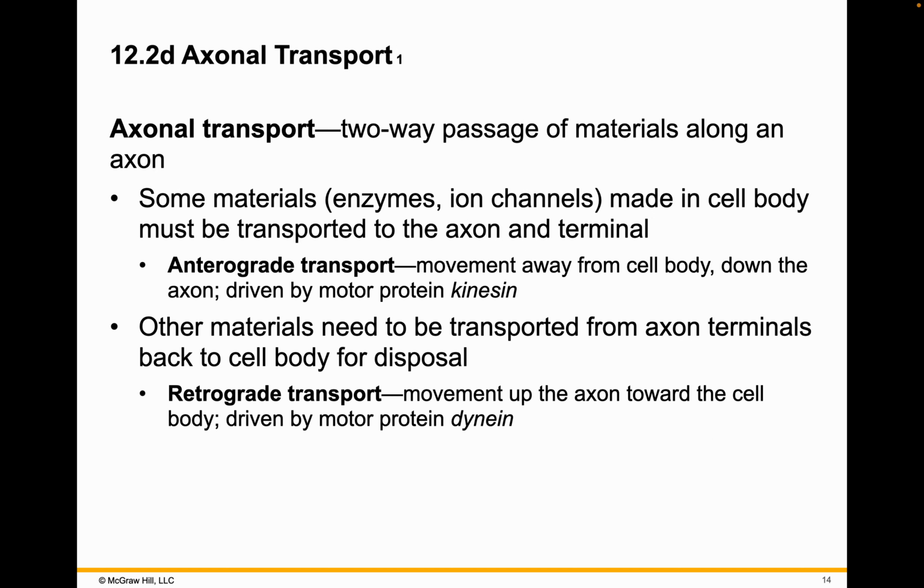Axonal transport is the two-way passage of materials along an axon. Some materials made in the cell body must be transported to the axon terminal, things like enzymes and ion channel proteins. That would be known as anterograde transport, which would be movement away from the cell body down the axon, driven by a motor protein called kinesin. There are other materials needed to be transported from axon terminals back to the cell body, and this would be retrograde transport, axon towards the cell body, driven by the motor protein dynein.